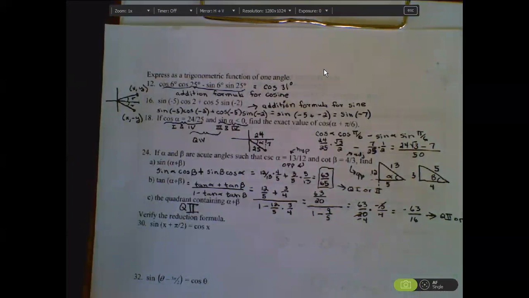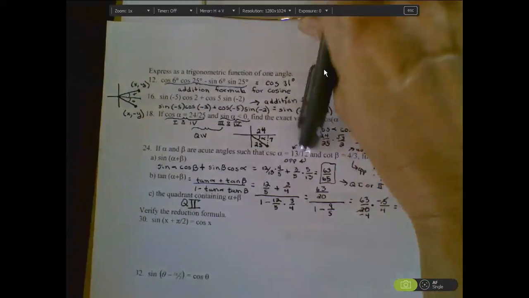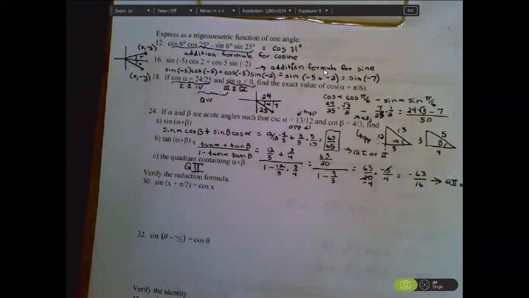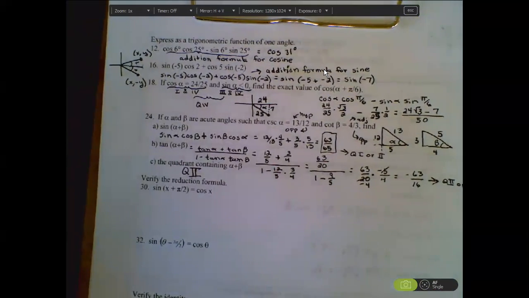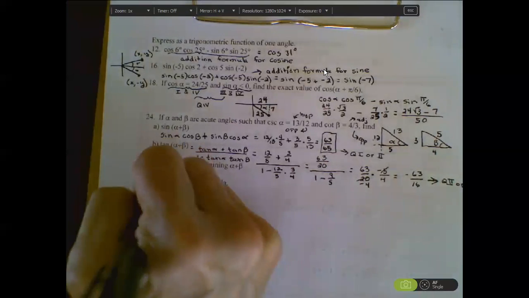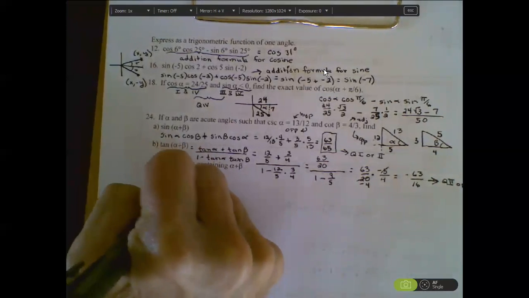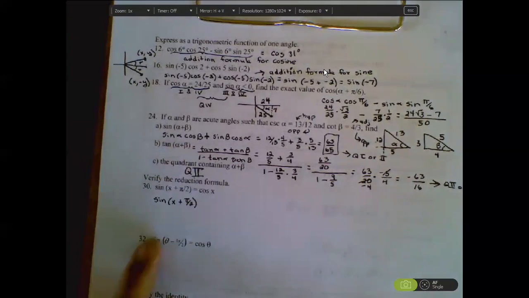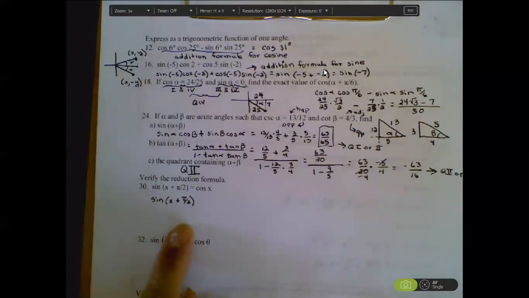All right, officially we're 1 minute over. I just want to show you one thing to tell you how easy these 4 proofs are going to be. I just want to do one of them. We'll do number 30, and it'll be the easiest proofs you've ever done. Remember, when you're doing a proof, you have to start with one side and work on it till it becomes the other.